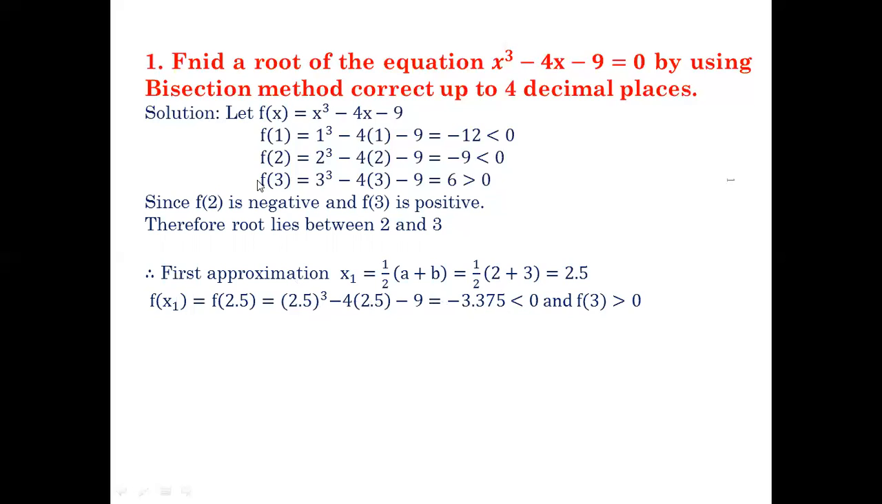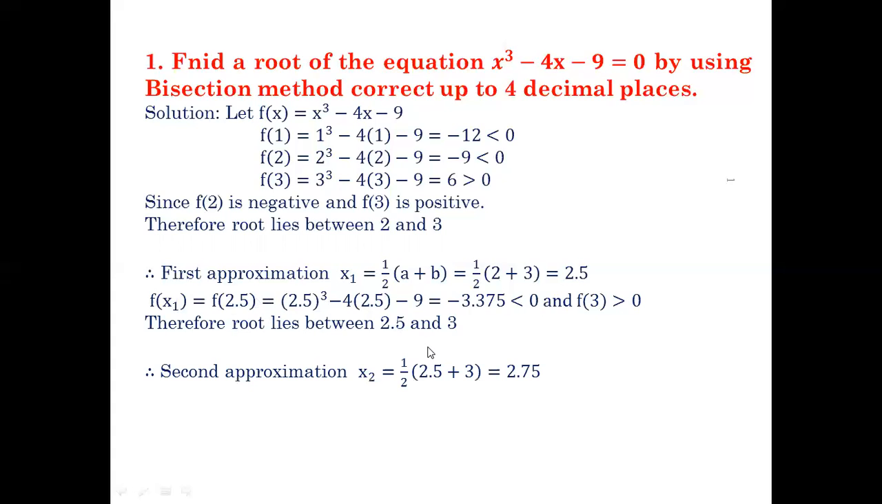So the positive value, f of 3, we take from the previous step. If we get a negative, we have to choose the previous positive. Suppose we get a positive, you choose the previous negative. So here it is less than 0. The previous positive is f of 3, greater than 0. Therefore, the root lies between 2.5 and 3. Therefore, the second approximation x2 is equal to 1 by 2 into 2.5 plus 3, which is equal to 5.5 divided by 2, that is 2.75.